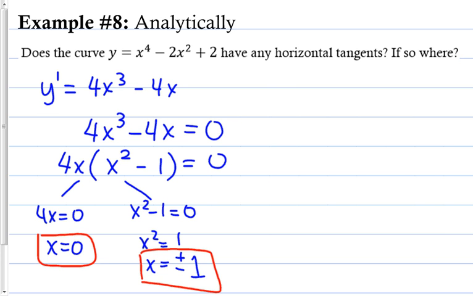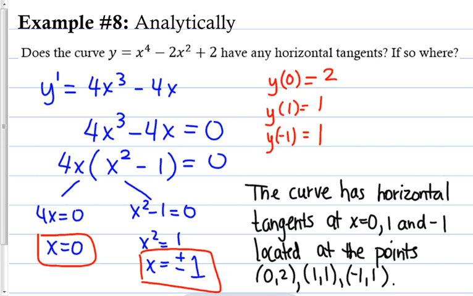That means I would just take the function and I would plug in 0, and when I do, I get 2. I would plug in 1 and I get 1, and I plug in negative 1 and oh look, I still get 1. And so the curve has horizontal tangents at x equals 0, 1 and negative 1, located at the points 0, 2, 1, 1, and negative 1, 1. So it's all written out.